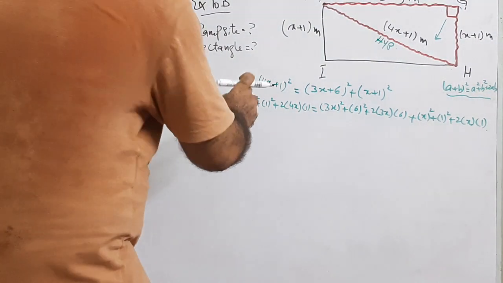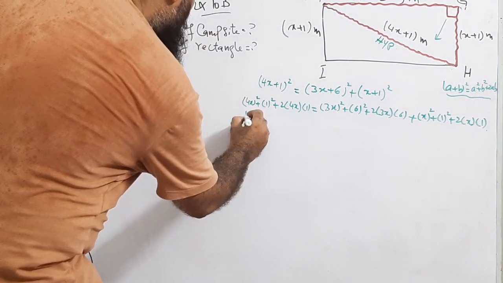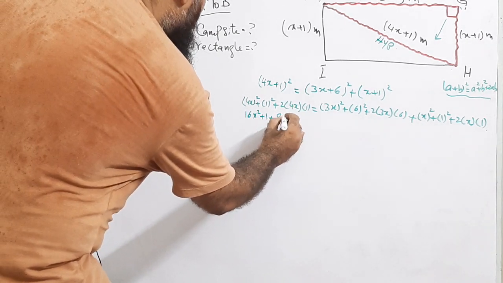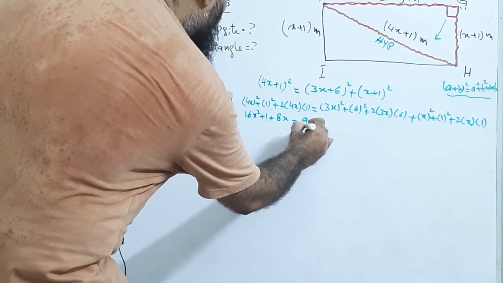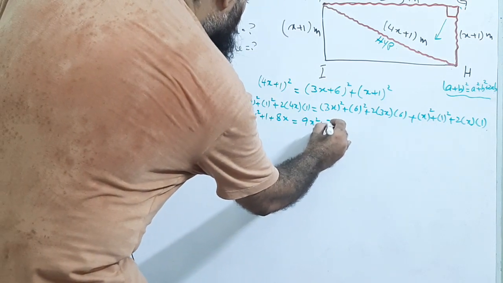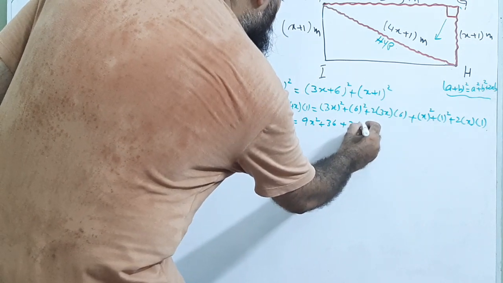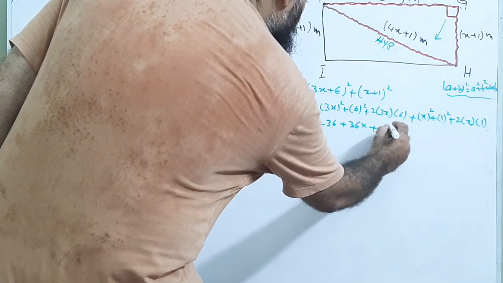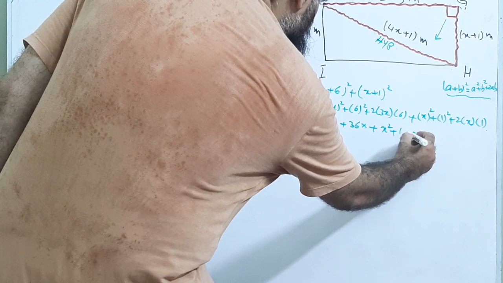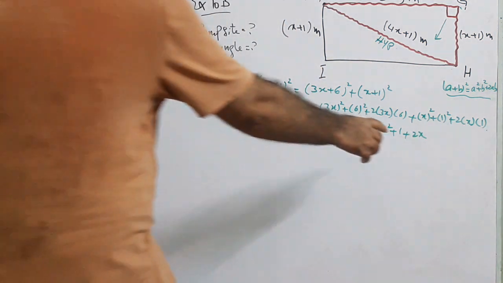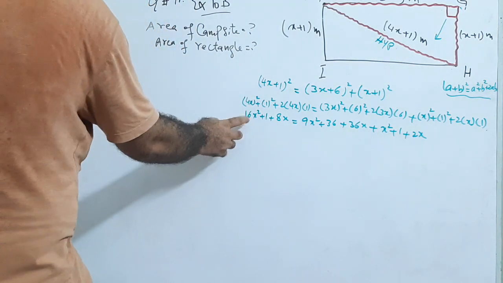So we know that 4x square is 16x square plus 1 plus 2 into 4, 8x, which is equal to 9x square plus 36 plus 2 into 3, 6 into 6, 36x plus x square plus 1 plus 2x. Now we will move this whole side to this side.